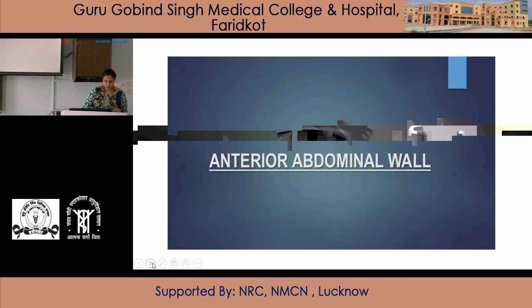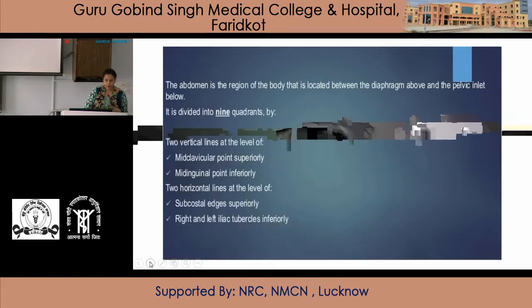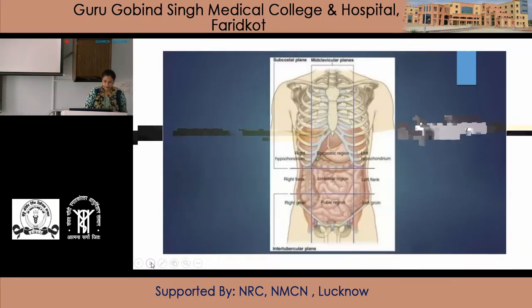Anterior abdominal wall. The abdomen is the region of the body located between the diaphragm above and the pelvic inlet below. It is divided into 9 regions by 2 vertical lines and 2 horizontal lines. The 2 vertical lines are drawn superiorly at the level of the mid-clavicular point and inferiorly at the level of the mid-inguinal point.